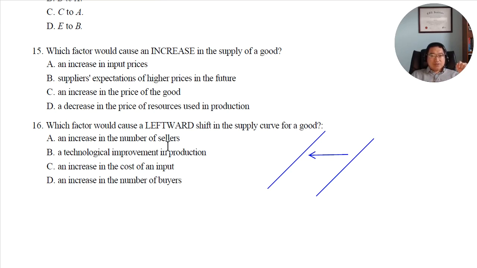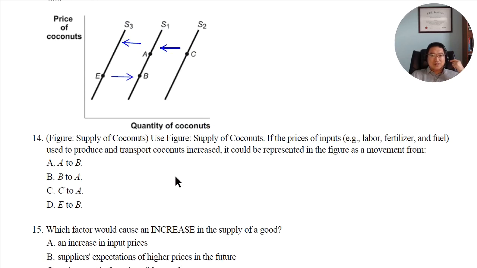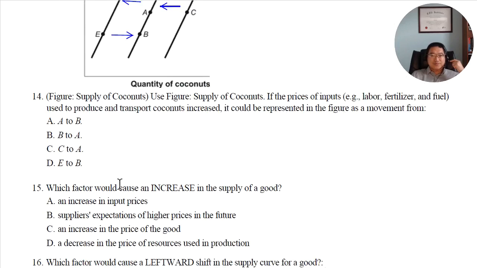An increase in the number of sellers, that is actually a rightward shift in the supply curve. It's an increase in the supply. And then a technological improvement in production, still increasing the supply. C, an increase in the cost of an input. That's the example we've been talking about here in question 14.